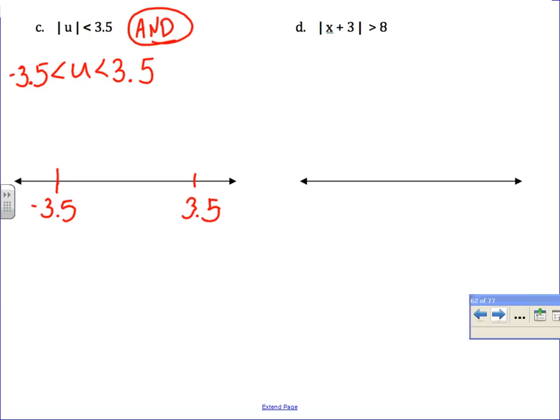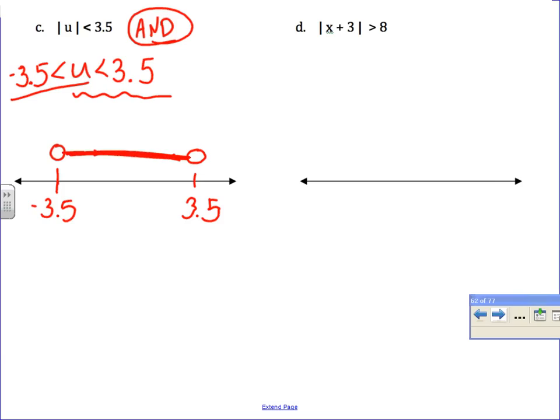It has to be greater than negative 3.5, and it has to be less than 3.5. So if it can't be those numbers, we have to have open circles. We know the numbers have to be between. So if we look at just this side, u has to be greater than negative 3.5. It has to go this way. And then this one, u is less than 3.5, goes this way. We know it has to be smaller.